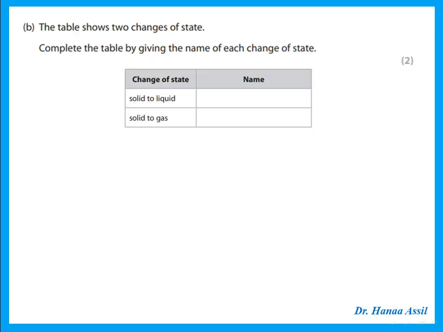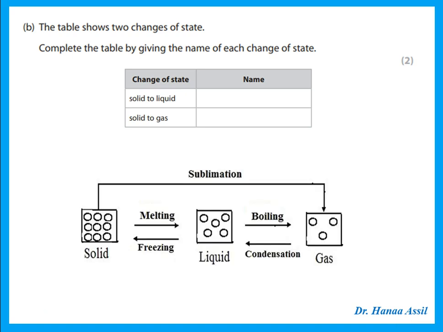The table shows two changes of state. Complete the table by giving the name of each change of state. Okay, let's remind ourselves. What are the changes of state? If we're going from solid to liquid, that is melting. So that first question, solid to liquid, is melting.